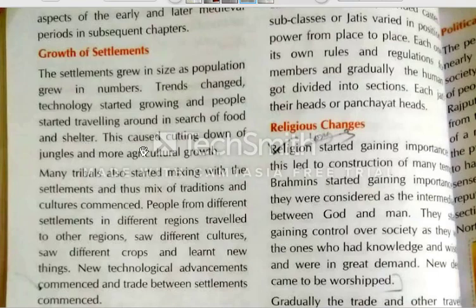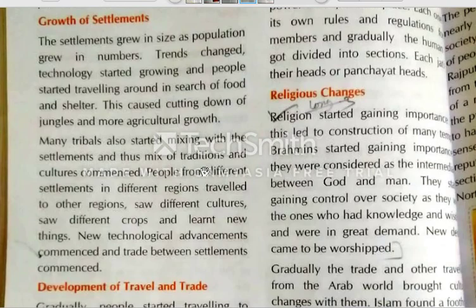This caused the cutting down of jungles and more agricultural growth. When people started to move from one place to another, they were searching for food and shelter. So they started cutting the jungles for living. And also more agriculture grew so that they could eat. They were doing these things for food.